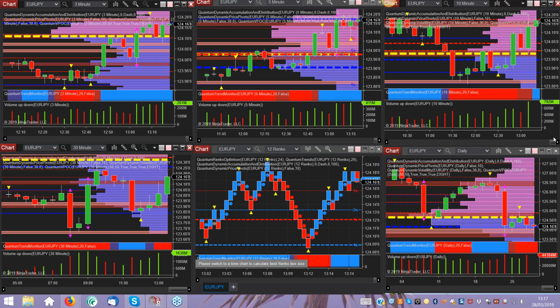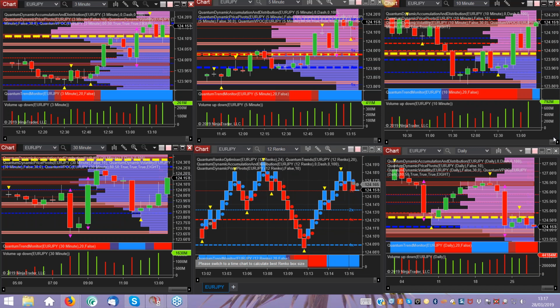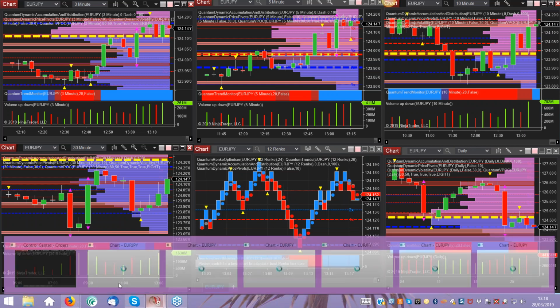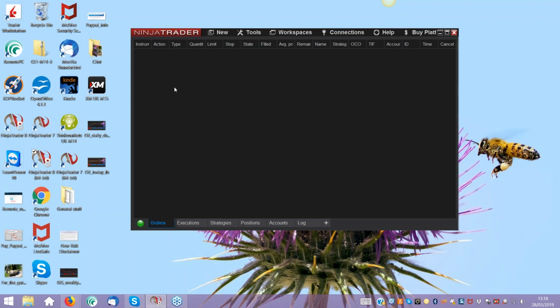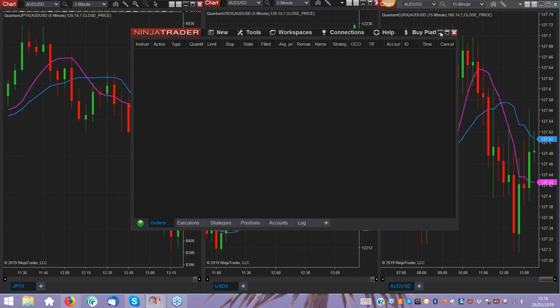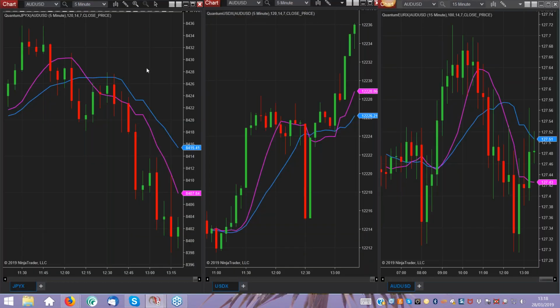I've got 6 charts up, euro yen. I've got 3, 5, and 10-minute time frames across the top, and down the bottom I've got the 30, the Renko, and the euro yen on the daily chart bottom right. As we've seen this rally in the euro, strong buying in the euro, equally strong selling in the yen. If I hop over onto the indices themselves, there we go. That's what we've got at the moment.